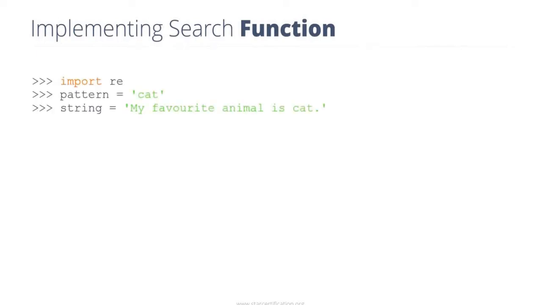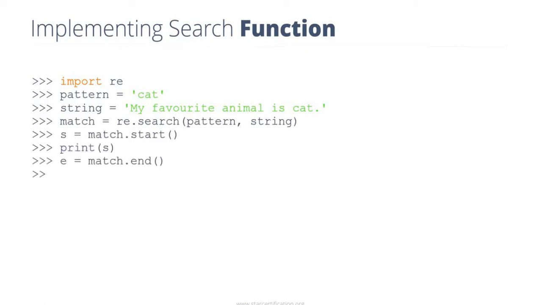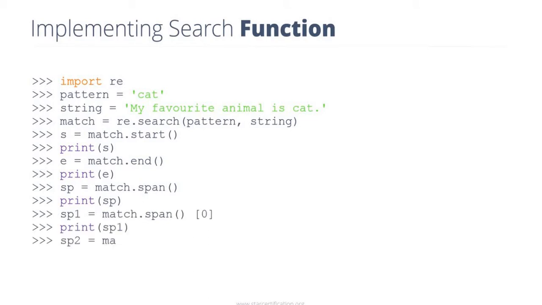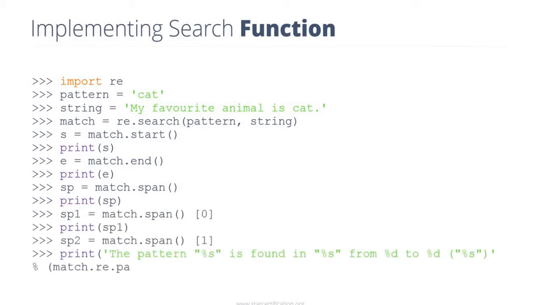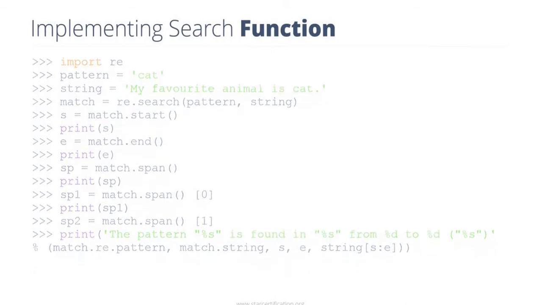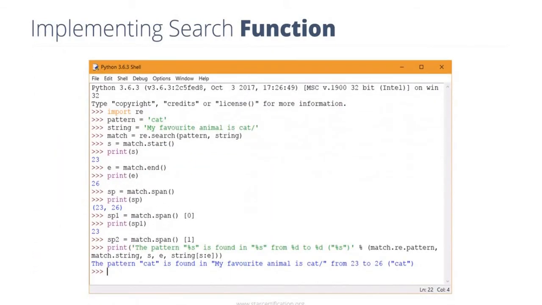In this program, the start method shows the starting index, where the pattern is found, the end shows the last index where the pattern ends, and span shows the tuple with the start and the end position of the pattern. The span 0 is like the start function, and span 1 is like the end function. Let us now look at the output of this program.